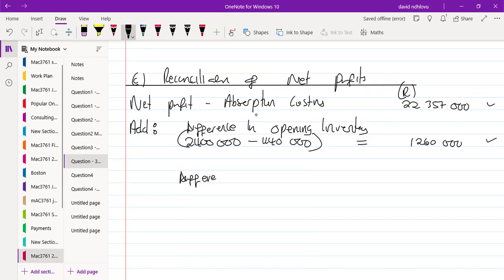Are we sure we got that one? Right, we have started our calculation with the net profit based on absorption costing, and our aim is to end up with the net profit based on variable costing. The difference between these two statements is in how we have treated the fixed manufacturing overhead cost.